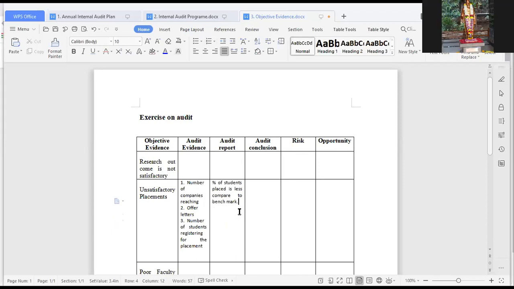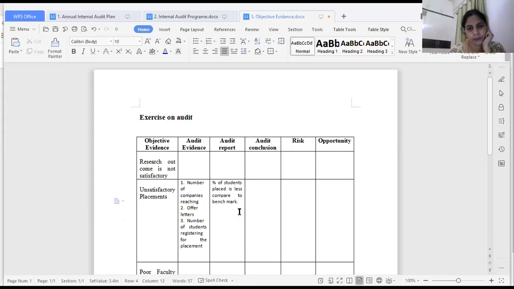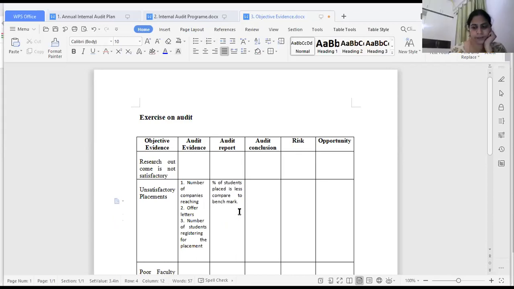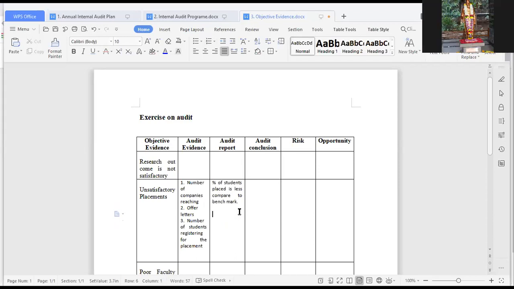Yes, ma'am. So in the report, can we mention that the number of first tier companies was less? The number of companies is not turning up to our college for placements. So the number of companies is also less, which we should increase. Can we say that in the report? Yes. The number of first tier companies coming for placement is less, and the number of second tier companies coming for placement is also less.